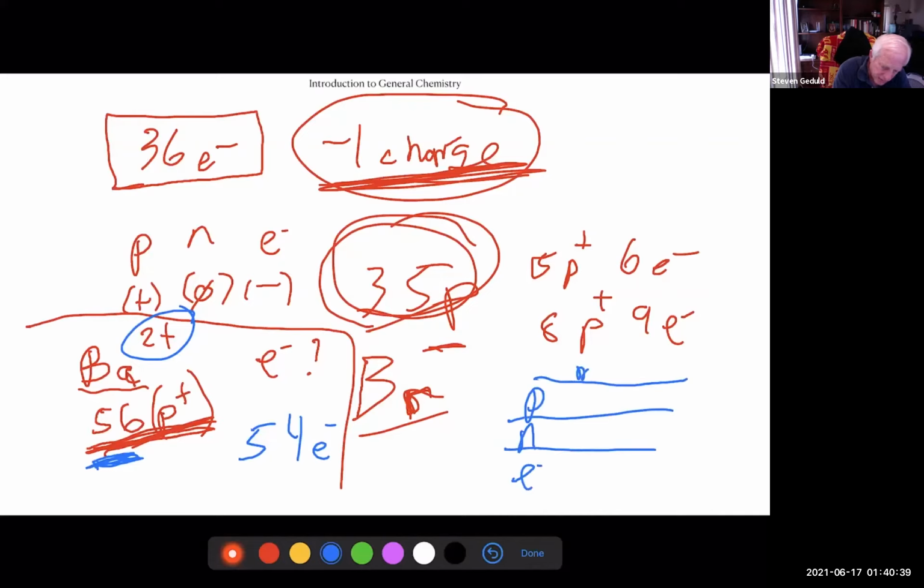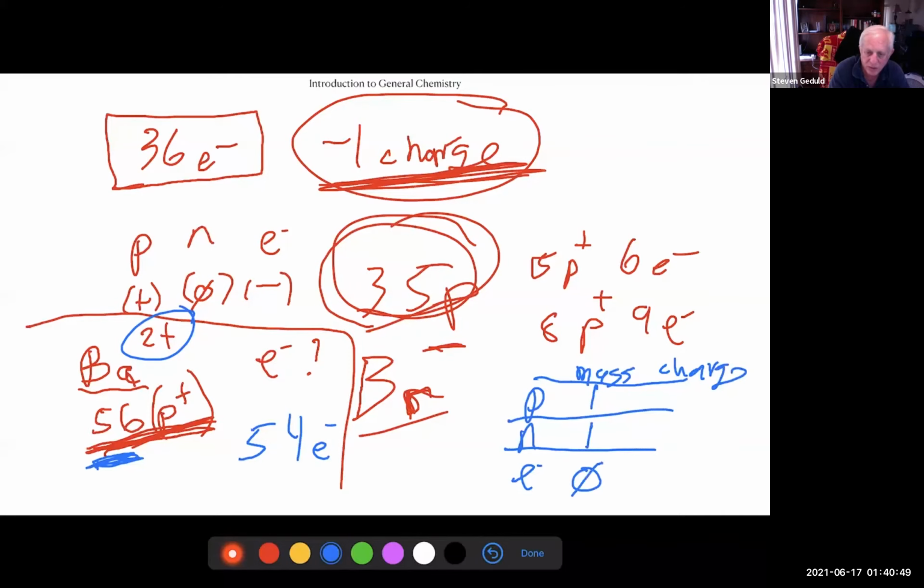We have a mass, and we have a charge. Protons have a mass of 1. Neutrons have a mass of 1. Electrons essentially have a mass of 0. Protons have a charge of +1. Neutrons have a charge of nothing. There's no charge. And electrons have a charge of -1.